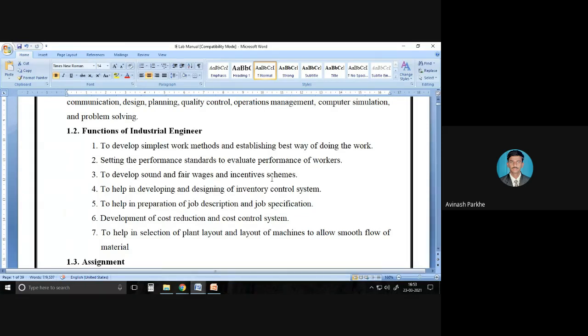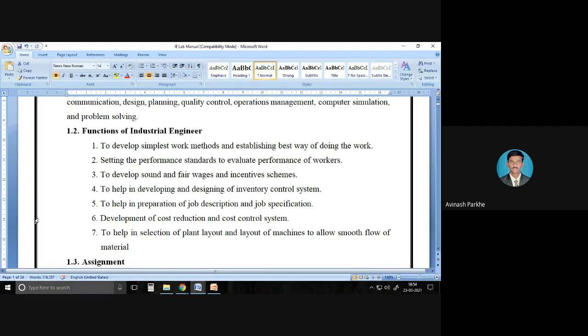Incentive schemes, then fair wages. It means that if the workers are doing their work in an effective manner, at that time additional wages, additional incentives, or promotions should be provided. Such types of schemes should be provided in that particular industry. Then who is looking after such activities? That is the industrial engineer. Once the industrial engineer checks the performance of that particular operator, if the performance is acceptable, then he can give some extra wages, some additional salary, or also give a promotion to such workers.